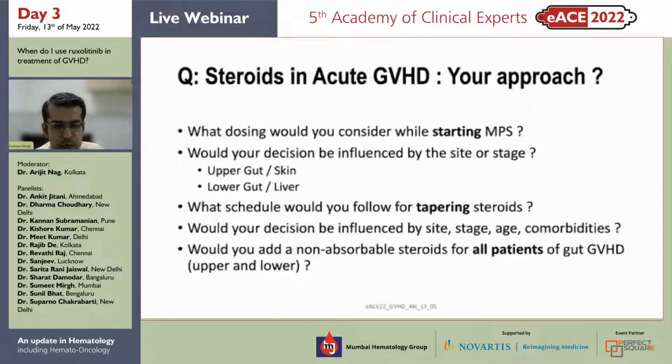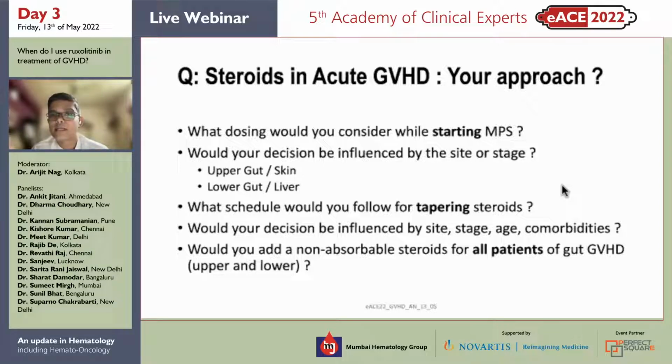We routinely add oral non-absorbable steroid budesonide 3 milligrams 3 times a day for all patients of gut GVHD. Especially for upper gut GVHD, it works very well, wherein even in the absence of systemic steroids, only a non-absorbable steroid per se can lead to remission in the majority of these patients. It's quite interesting because the data is not quite robust with upper gut, but it actually works quite well. So I would fully agree with you.